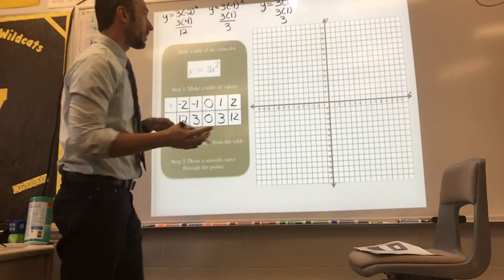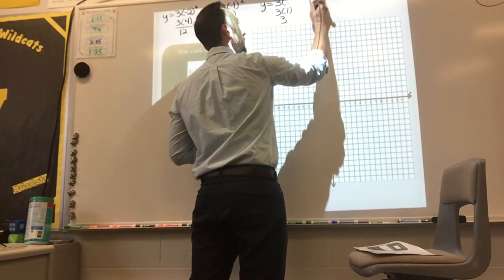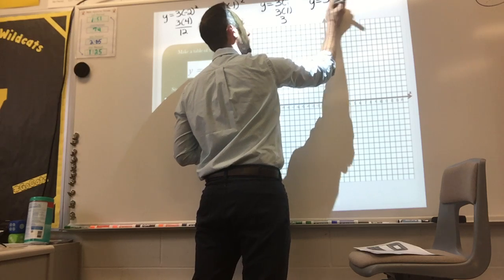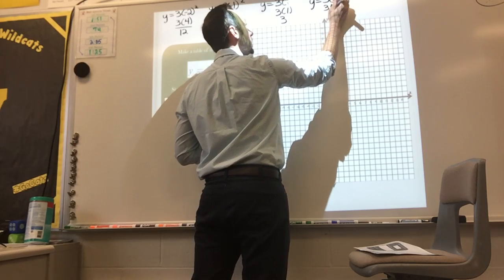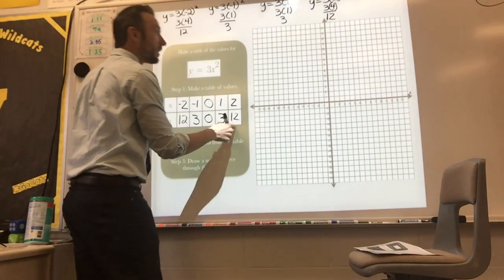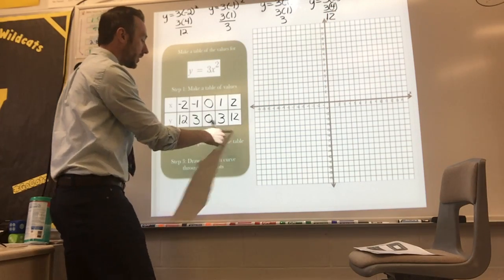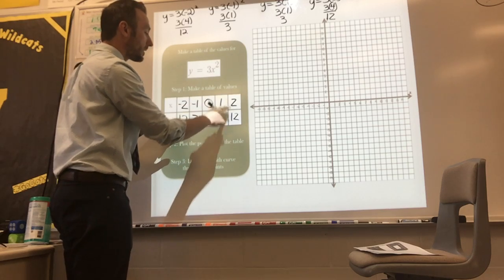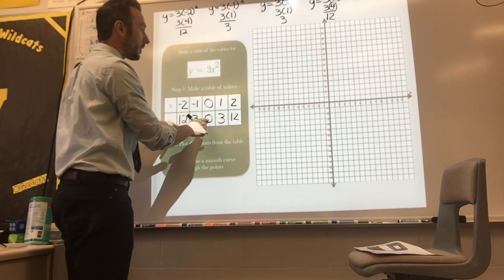Let's do the math just to make sure. If I plug 2 into y equals 3x squared, that's going to be the same as y equals 3 times 4, and 3 times 4 is 12. So we do get the 12 that we thought we'd have. Once again, if you notice, negative 2, 12, positive 2, 12. Negative 1, 3, positive 1, 3, and a vertex of 0, 0.